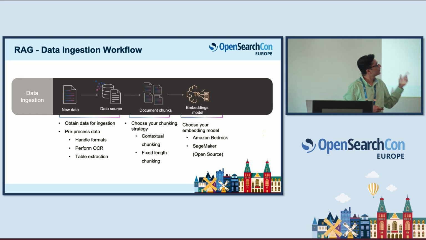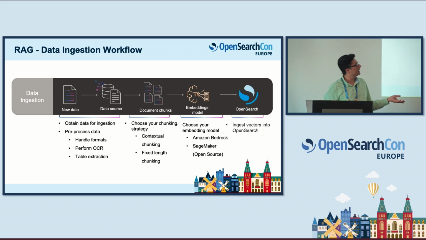And then, for embedding models, there are various choices on Amazon Bedrock, like Titan and others. Or there are several third-party models for embedding that you can use to create the embeddings for your chunks. And finally, ingest them in OpenSearch.